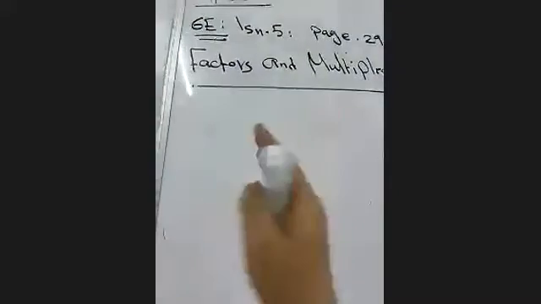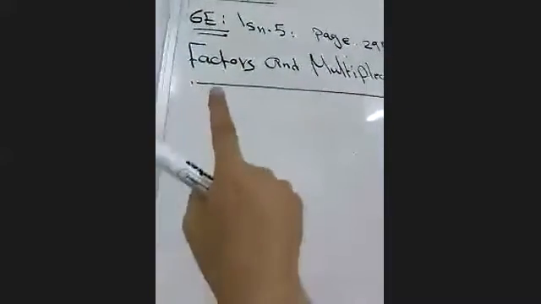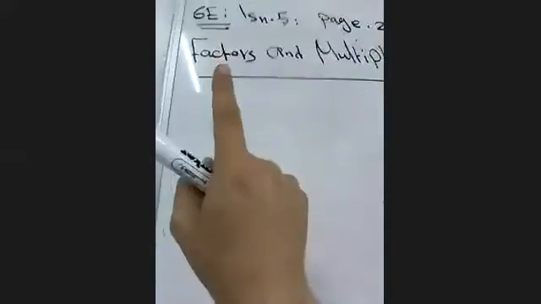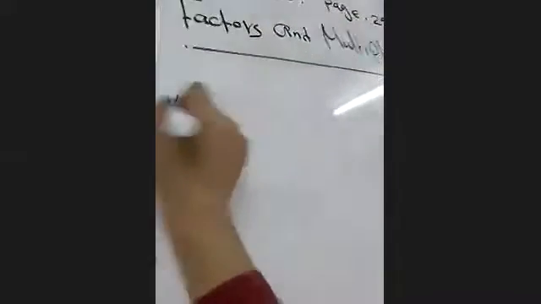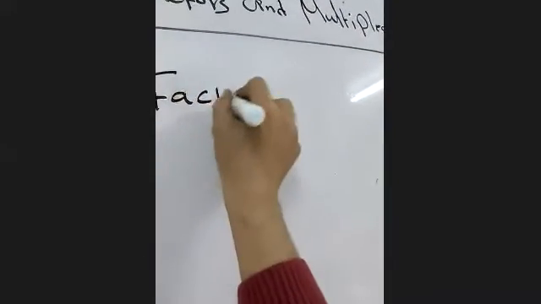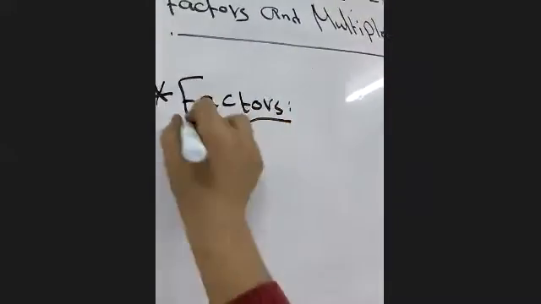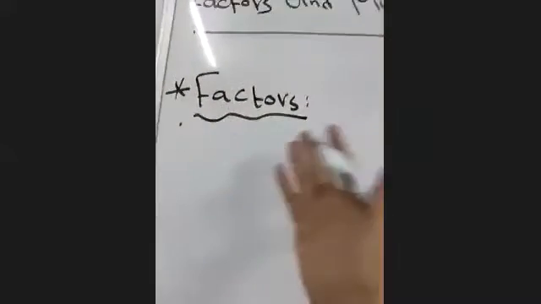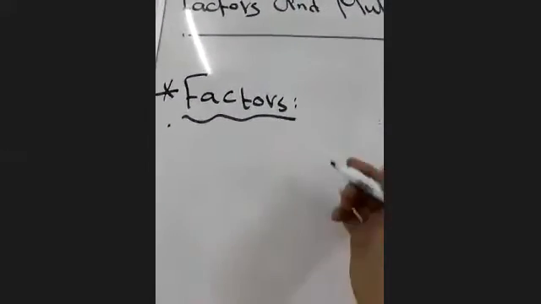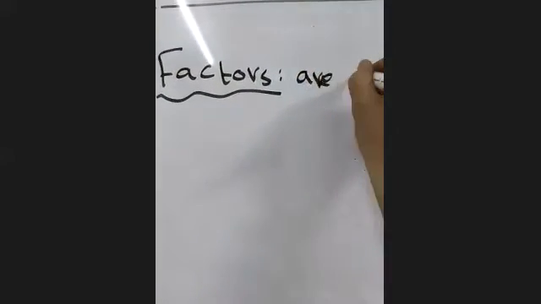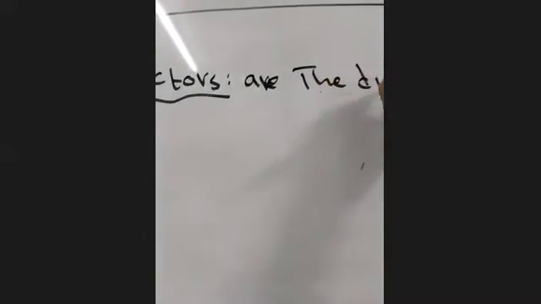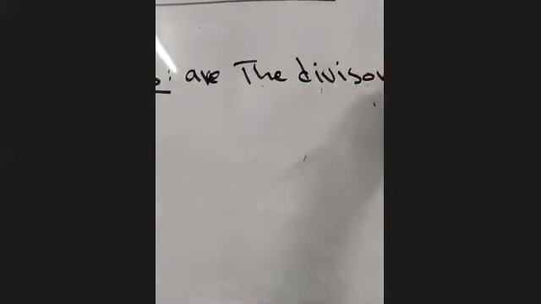Now we have two things here we need to know. Two concepts, factors and multiples. Let's start with factors first. Factors, guys, factors. The factors for a number are the divisors for a number.